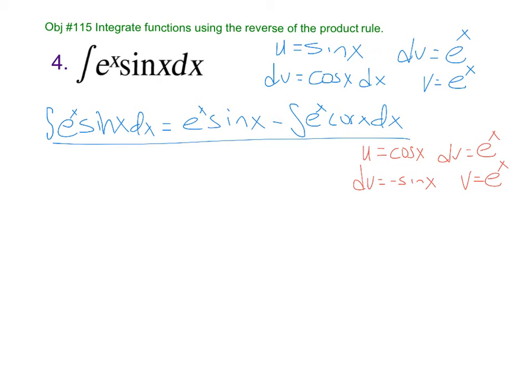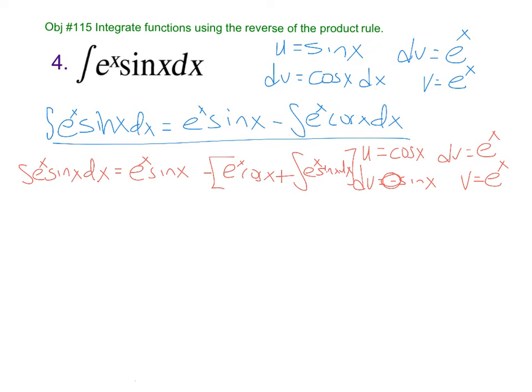All right, so we have this to go away so I have more room. Okay, so the integral of e to the x sine x dx equals e to the x sine x minus bracket e to the x cosine x minus the integral of e to the x negative sine. So this becomes a plus because of this negative here. Sine x, I'm running out of space, dx. I shouldn't have put this here.